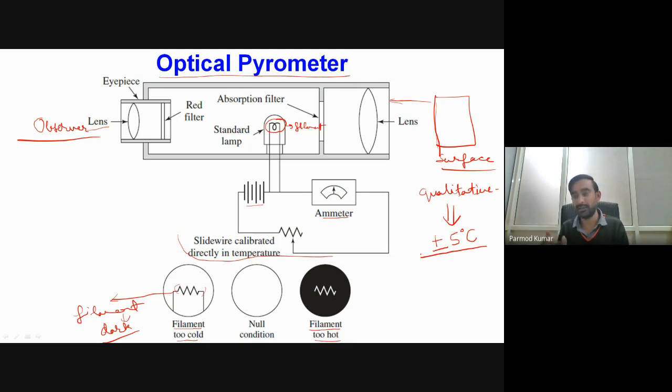Obviously, this error appears to be very significant, but this type of optical pyrometer device is particularly employed when we want to measure the temperature of a surface which has a very high temperature value, okay. If our measuring range is very wide, or the temperature we are trying to measure is very high, then this error of plus minus 5% will appear as a very small error, okay.